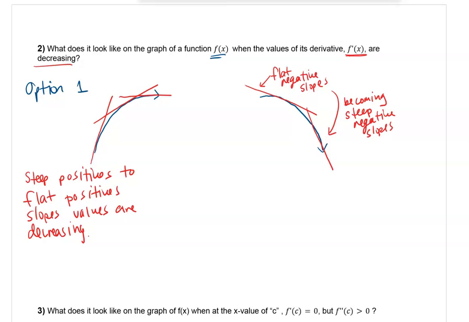So that's what it looks like visually if you have a function f of x that's going down and its slope values are also decreasing. That would be something that gets steeper and steeper and steeper in the negative direction. So we've got flat negatives becoming steep negatives. That would mean slope values are decreasing.